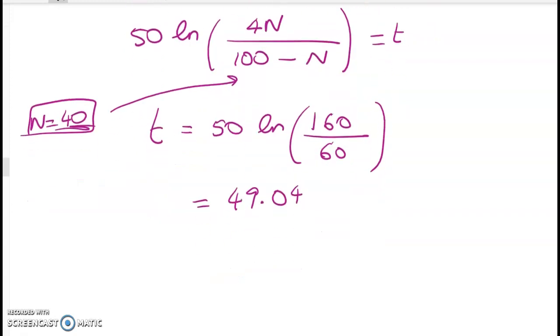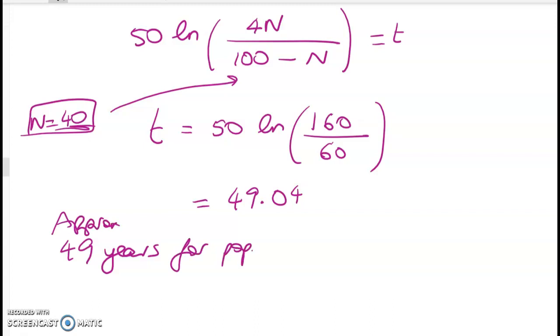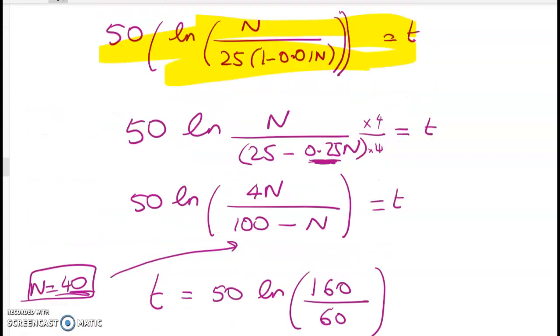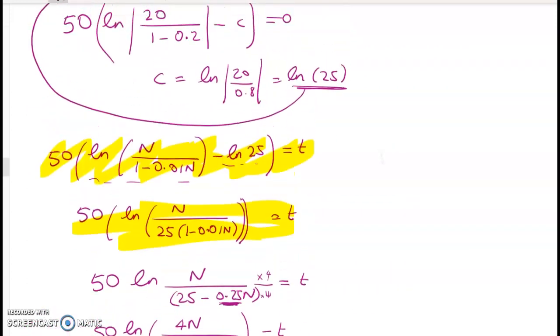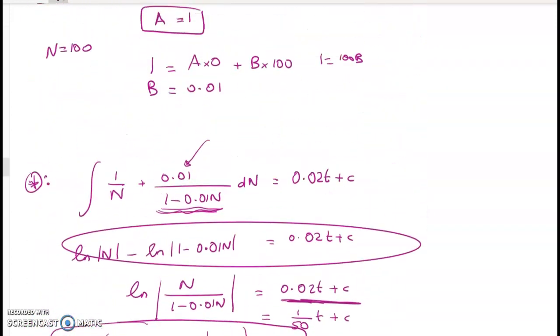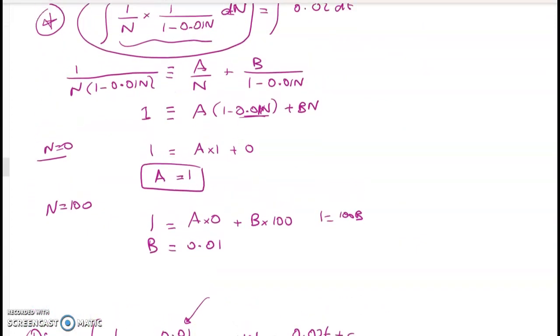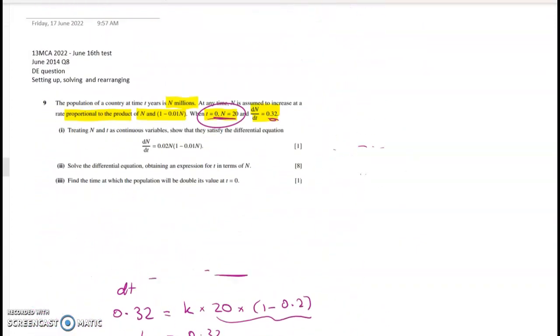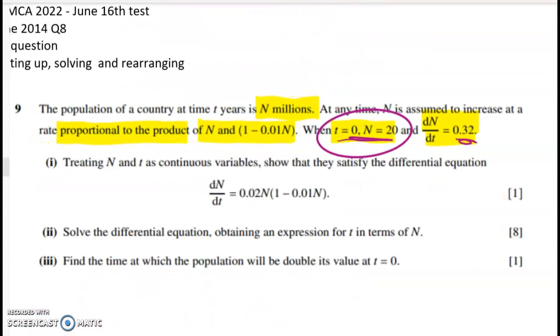So it takes 49 years, approximately, for the population to double. So there you go, a pretty nitpicky, fiddly question in some ways, but also really, really good to get confident with the partial fraction split up in a DE, because that does sometimes pop up. And you can see that it pops up in real life kind of problems.